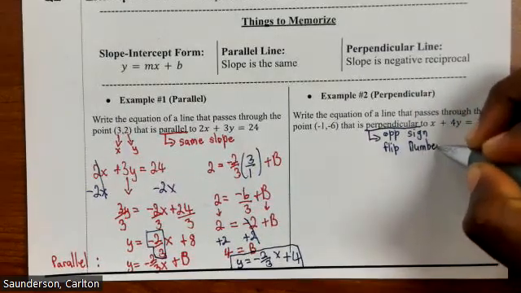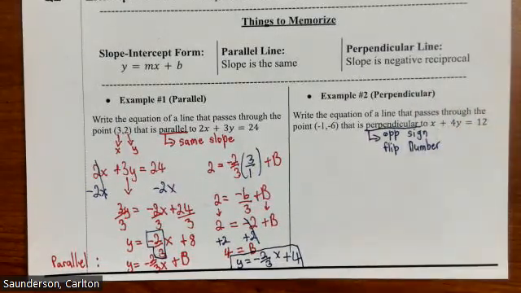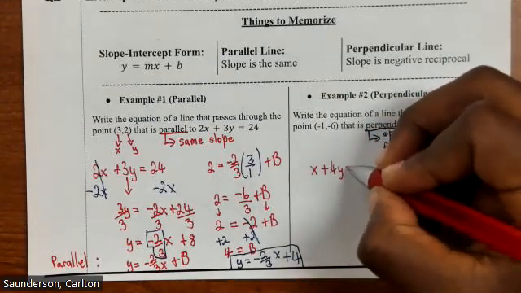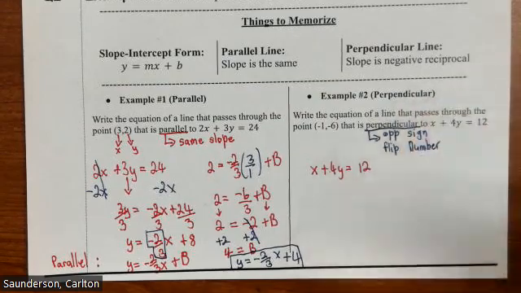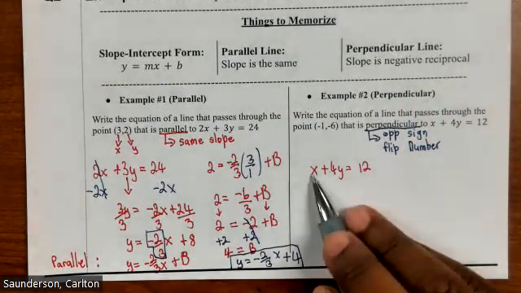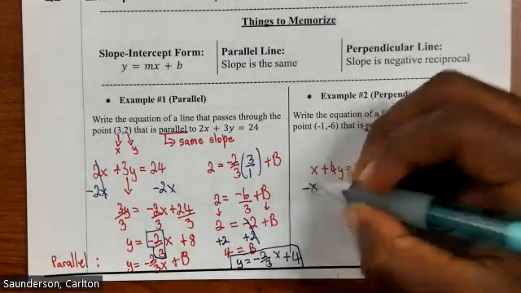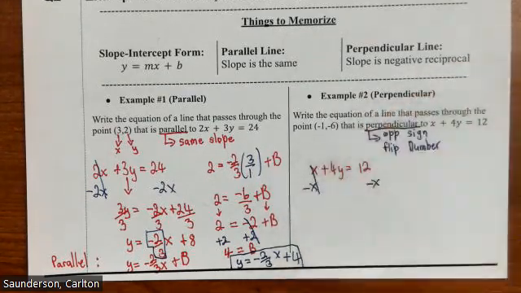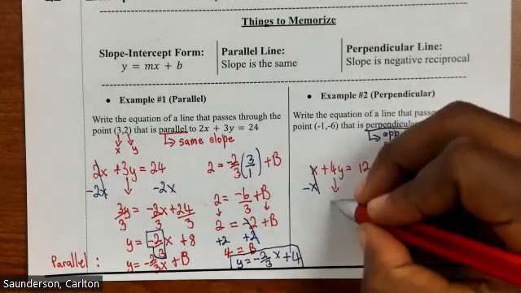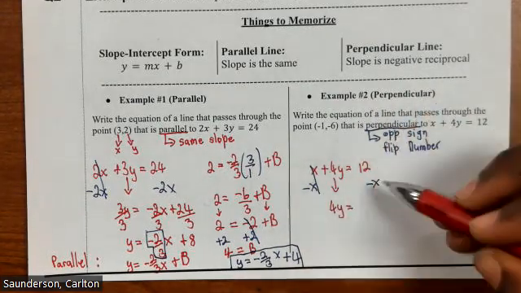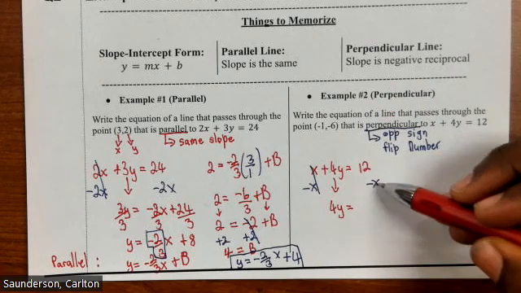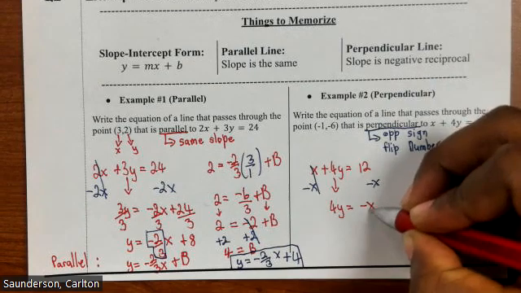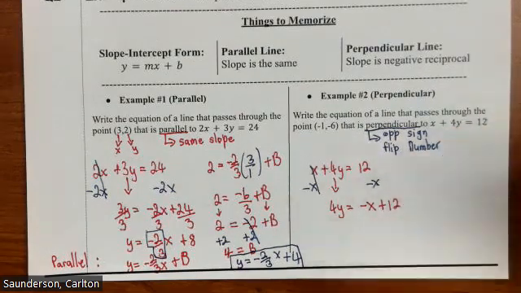So let me try to convert my given equation into slope-intercept form. We have x plus 4y equal to 12. The first thing I'm going to do is move the x to the other side by subtracting x. Again, this is a positive x, so to move it to the other side, you subtract x on both sides. The 4y you bring down. I cannot subtract x from 12 because they're not like terms, but I can rewrite it as a negative x and a positive 12.